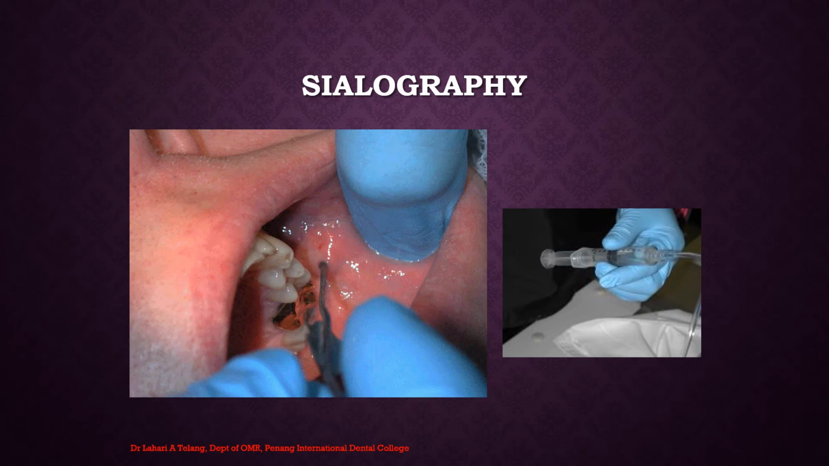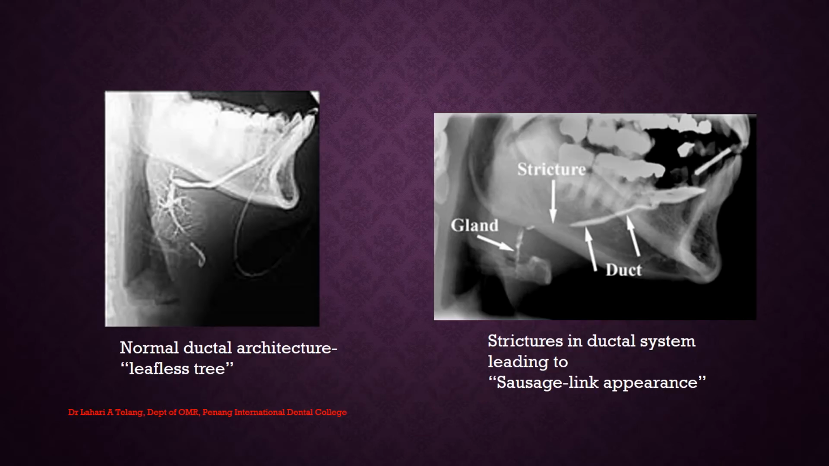For example, locating the Stenson's duct opening and retrograde injection of the dye into the ductal system. So, the example of radiographs taken after the dye is injected. This is how a normal submandibular salivary ductal system would look like, the normal ductal architecture. And this pattern is called a leafless tree pattern in radiology terminology. If there are strictures in the ductal system, this can lead to the appearance which is called a sausage-like appearance. This happens because the dye hasn't flown consistently throughout the ductal system due to the presence of strictures.